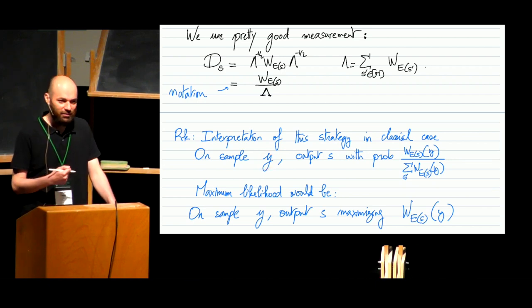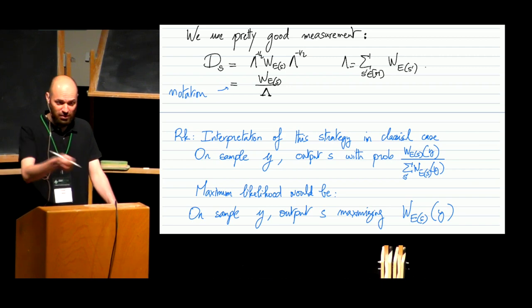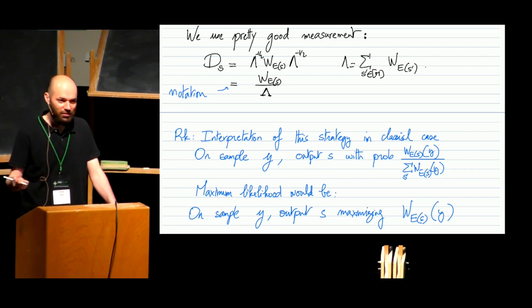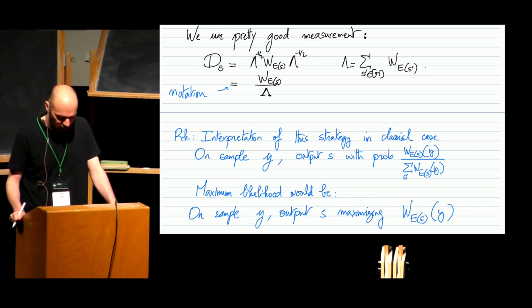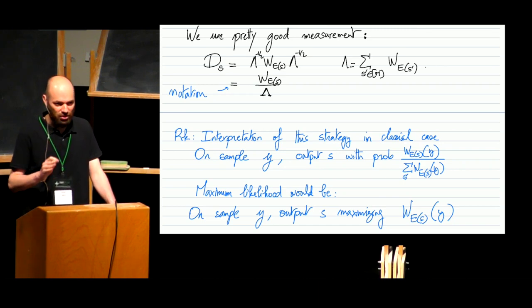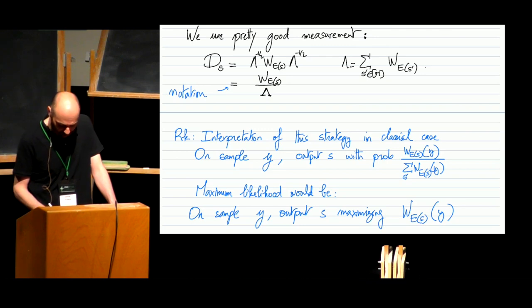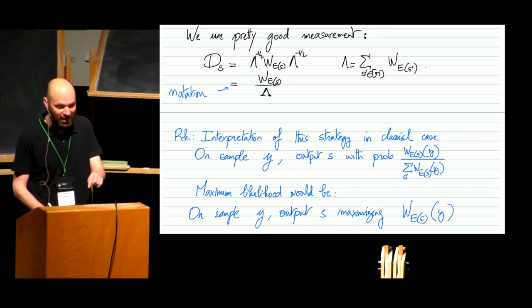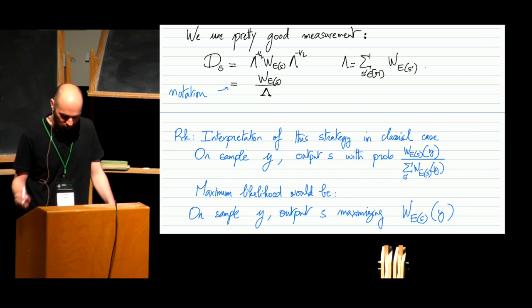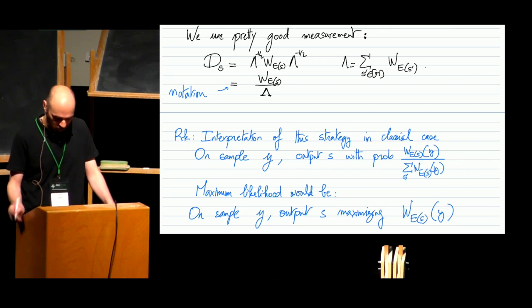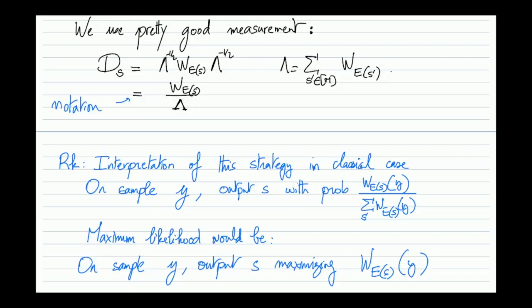I get as input y. So y is a sample from one of these probability distributions, and I would like to know which one. What this pretty good measurement is doing is saying that I will output s with a probability, so it's a randomized strategy, not deterministic. Depending on y, I will toss some coins, and depending on these coins, I will output an s. I will output s with a probability that is proportional to W of E of that particular s applied on y. In other words, it's with probability W of E of s of y divided by the sum over all possible s primes.